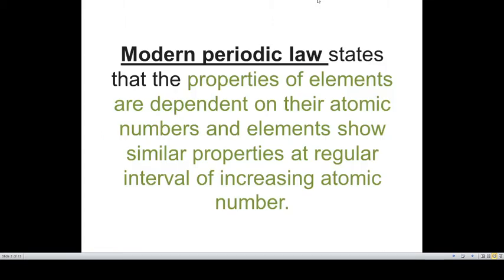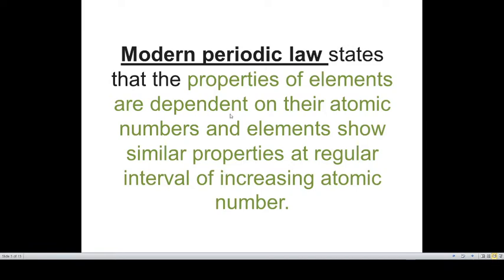We are going to see about modern periodic law. What this law states is that the properties of the elements are dependent on their atomic numbers, and the elements show similar properties at regular intervals of increasing atomic number. Now, what does this law mean?